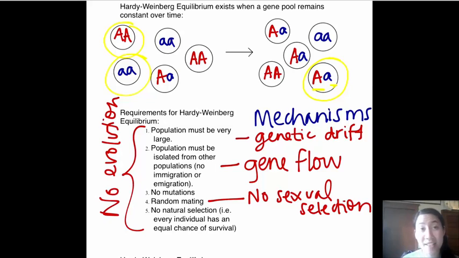This doesn't happen very often, if ever, in real life, but it's a way that scientists are able to say, if a population is not evolving, it would have all of these characteristics. Therefore, we can make comparisons to populations that are evolving and state reasons why they're evolving. And then when we look at the numbers in Hardy-Weinberg equilibrium, we can actually quantify that those populations are evolving by virtue of looking at how the frequencies change. So let's look at that in the next section.